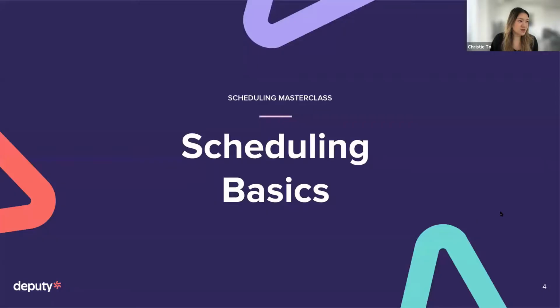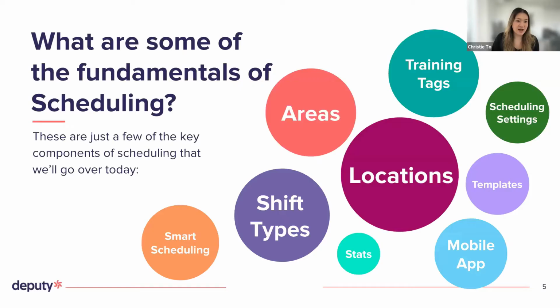So before we get into it, I'd like to highlight a few different things that come with the basics of scheduling. So they're here floating around in these bubbles, and some of them include locations, training tags, areas, shift types, templates, stats, and of course, our mobile app. So today on our walkthrough, we're going to be covering these things. And over the presentation, we'll have some recaps as well, so you'll be reminded of what we discussed.